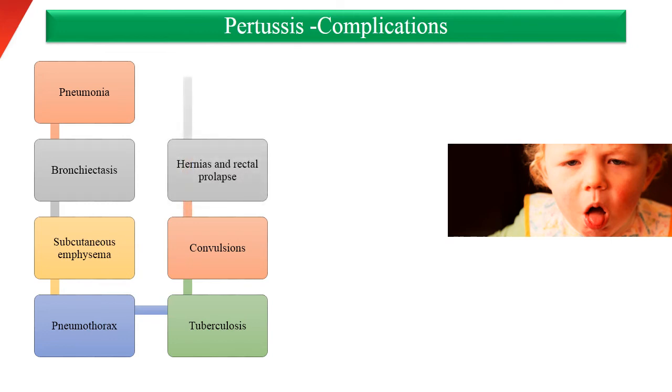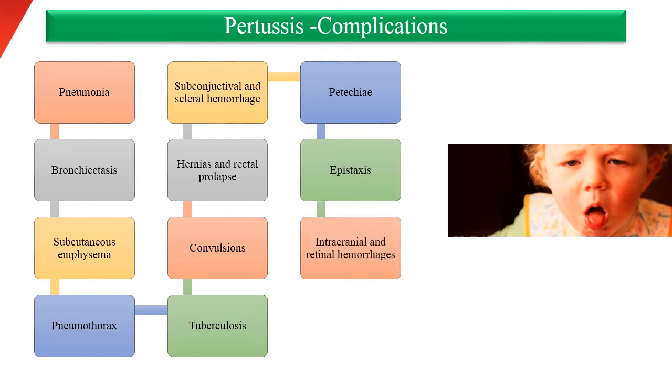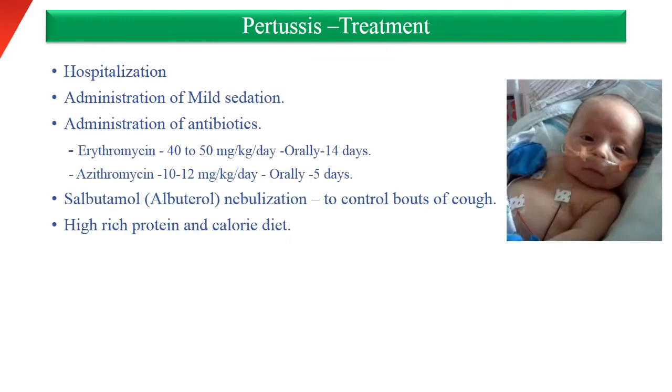Hernia and rectal prolapse, subconjunctival and scleral hemorrhage can also occur because of the strain affecting this area from the explosive cough. Petechiae, epistaxis, and intracranial and retinal hemorrhage may also occur. So these are the various complications, which mainly affect the respiratory tract infection.